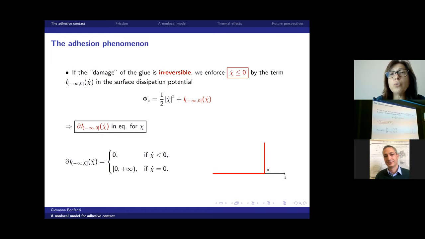We aim actually to impose another constraint. If we aim to describe an irreversible evolution for the damage, we have of course to impose some constraint on the sign of the time derivative of key. In order to render the irreversible character of the degradation process, we have to enforce that key dot is non-positive. We render this constraint by this indicator function, the indicator function on the half-line. As a consequence, its subdifferential, as we will see in a moment, will appear in the flow rule, in the evolution equation for key.